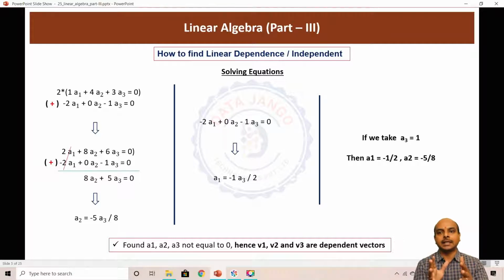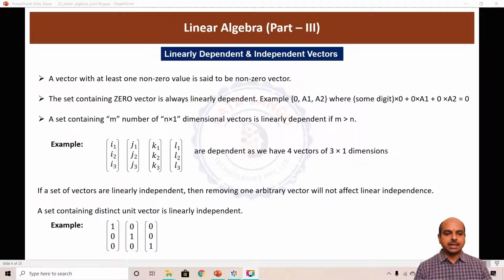One is dependent on the other. You can generate one from the other, right? So that is linear dependence. So let us try to understand. We understood linear dependence and linear independence of vectors. Now let us try to understand a little more about the properties of linearly independent and linearly dependent vectors.